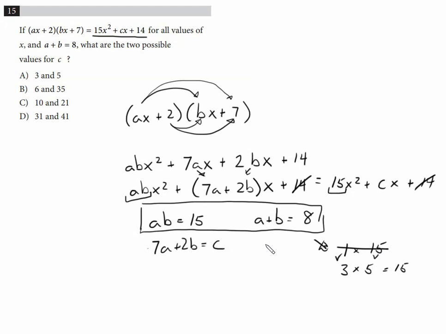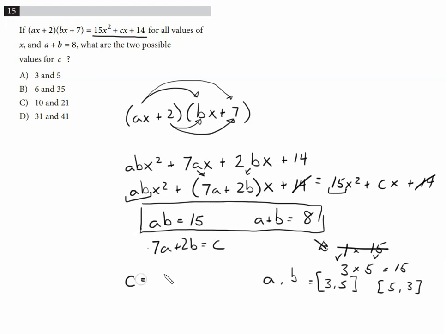So here are our numbers for a and b. So a and b can either equal 3 and 5, or they can equal 5 and 3. And that's how you end up with two possible values for c. So we're going to plug these values into this equation here.